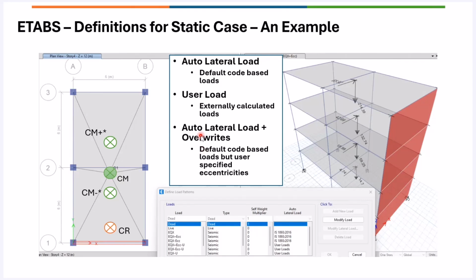And another extension of the auto lateral load is auto lateral load plus overrides. That means overrides for the eccentricities. So instead of the 5% standard for all the stories, for specific stories, you can override the eccentricity. So if you specify, let's say, the third story somewhat higher than the 5%, then you can specify the eccentricity directly, and the program will use that eccentricity. So we have three options.